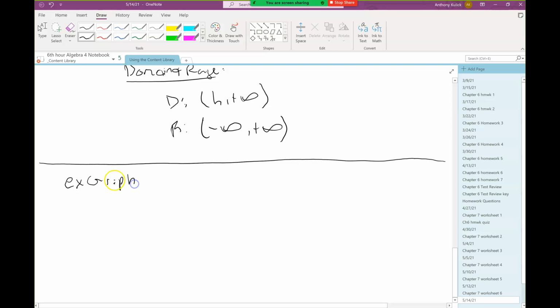So Mr. Kulik, the domain and range never change. Correct. It's always just the value of h to infinity or whatever. Yep. H to positive infinity. And then the range is just that. All real numbers. Yep. So that shouldn't be too bad.